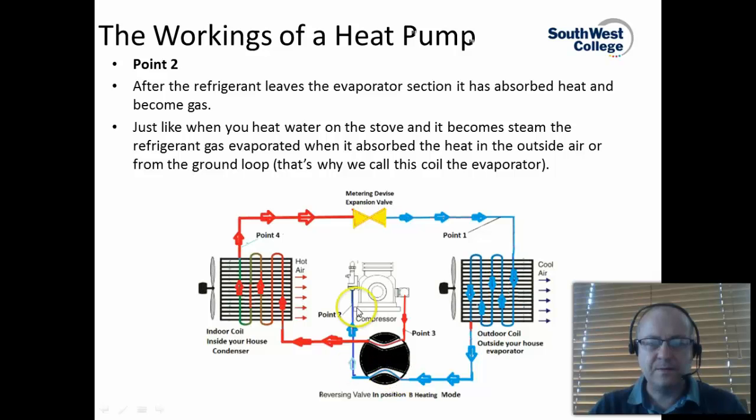At point two, in our little schematic, after the refrigerant leaves the evaporator section, it comes down the pipe here, through our reversing valve and into our compressor. It has the absorbed heat that is taken from outside. So it's changed from being a liquid into a gas, just like when you heat water on the stove, it becomes steam. Basically it converts from a liquid into a gas, and the evaporated gas then comes around to the compressor.